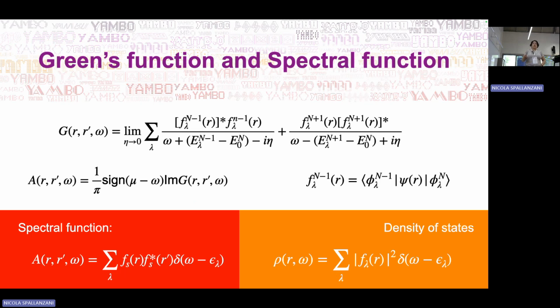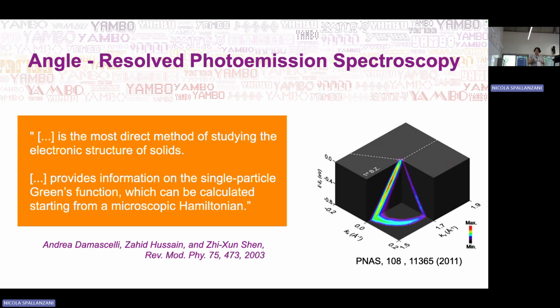And the spectral function has inside much information about the excitations, but if we take r equal to r prime, so the diagonal terms of this spectral function, we will obtain the density of states of our many-body system. So this spectral function, as we'll see, has an important role in our GW approximation.